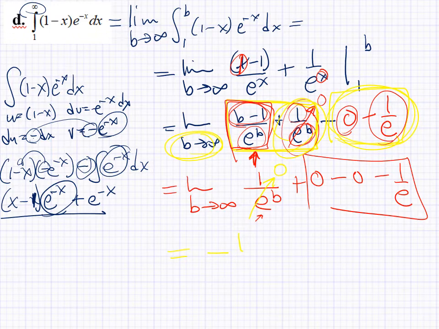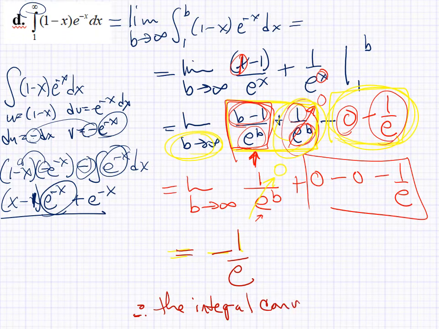We get negative 1. Let's write something you can see. Negative 1 over e is the answer. And we could say, therefore, the integral converges to negative 1 over e. And it's negative. It's okay that it's negative.